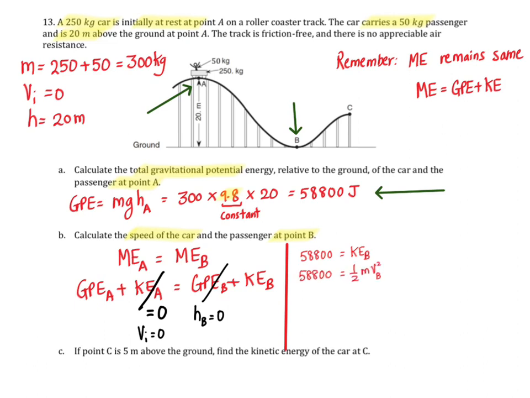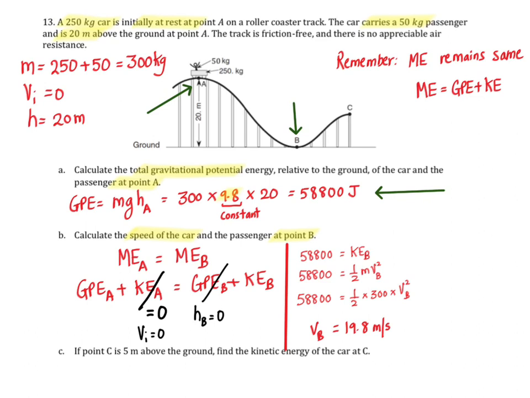Now KE is kinetic energy. The formula for kinetic energy is half mv squared. We can substitute that and substitute the mass. We want to find the speed of the car. That's what the question is asking. We can use the calculator to solve it, and we get the answer as 19.8 meter per second.